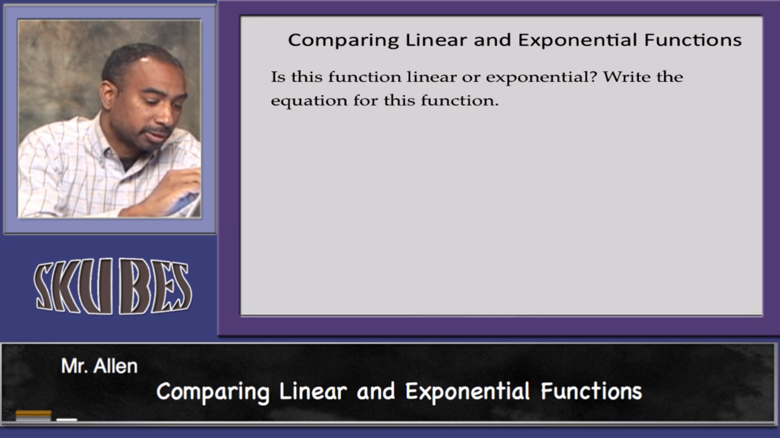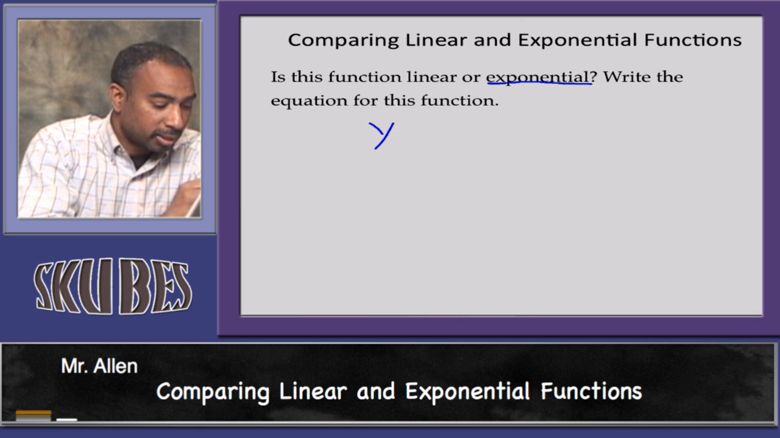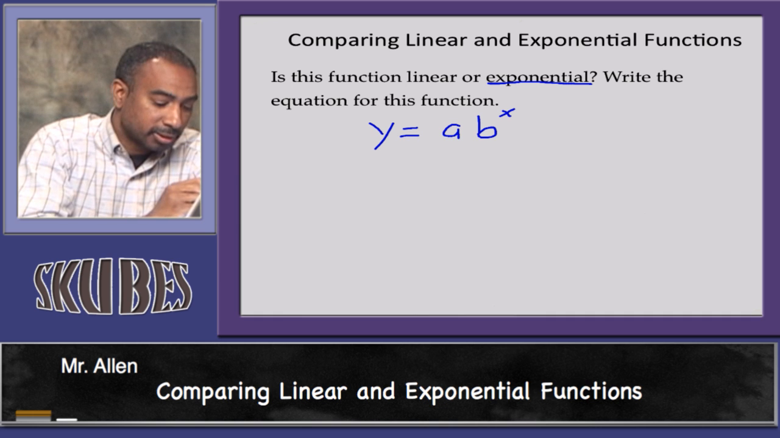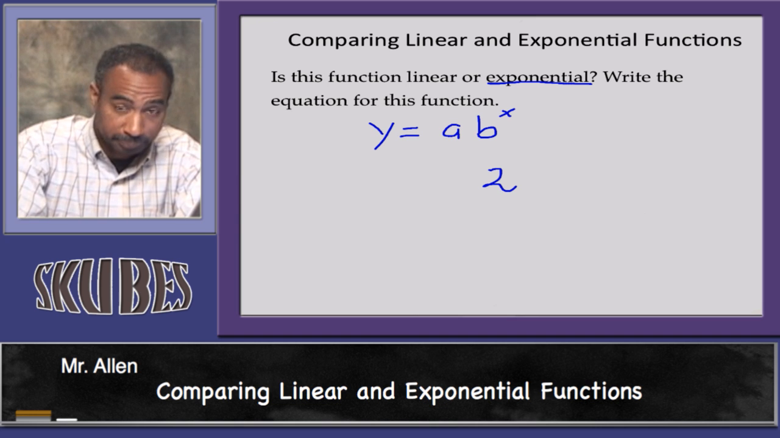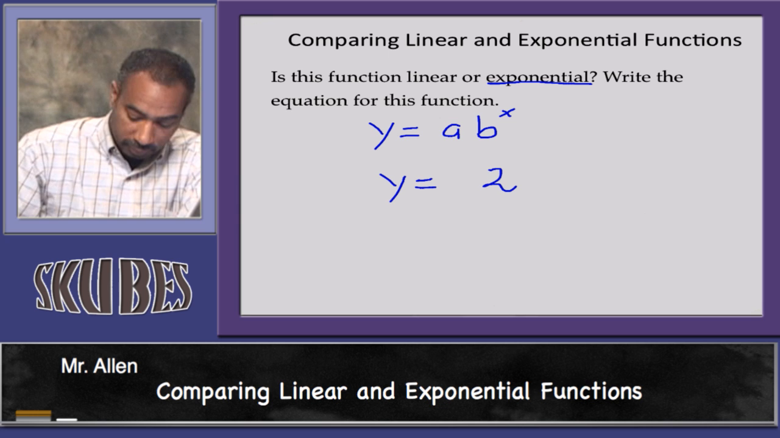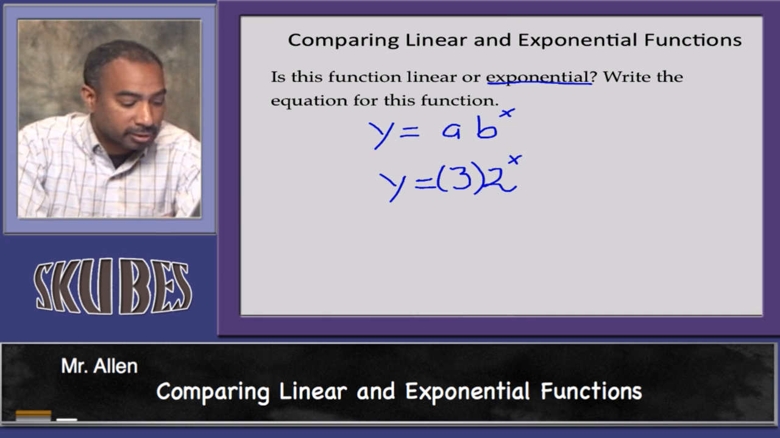So is this function linear or exponential? It's going to be exponential. Write the equation for this function. Well, we know the exponential function is y equals a times b to the x. And we know from the pattern that this has to be 2. The base is going to be 2 because it multiplies by 2. And we know the initial point was 3. So that's why I'm going to put a equals 3. And if you test this out, you'll see it works out.